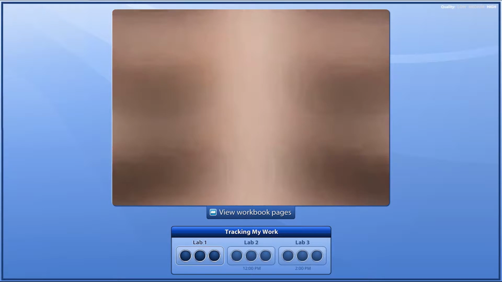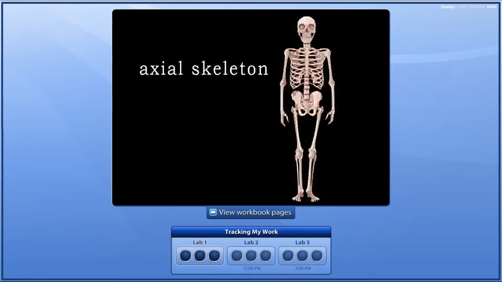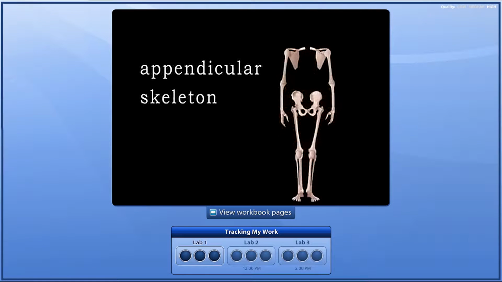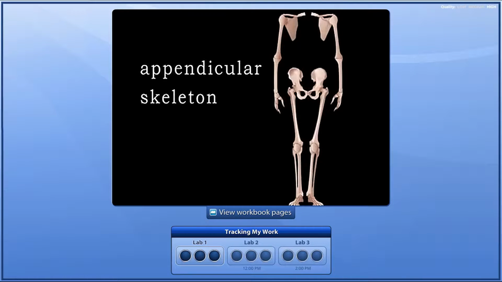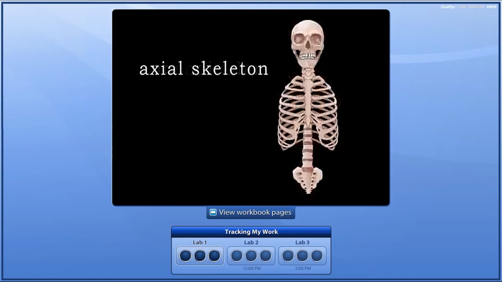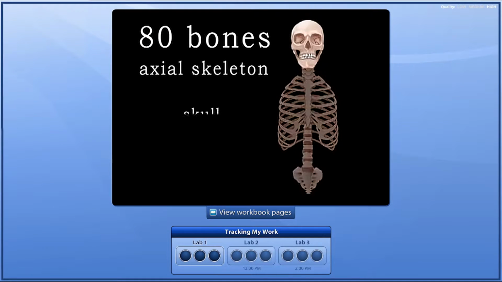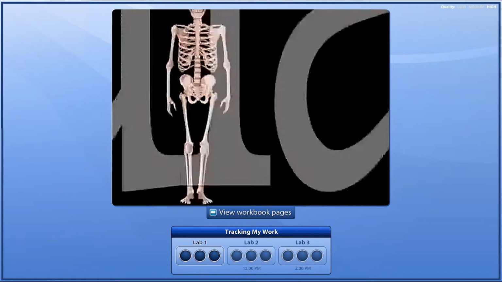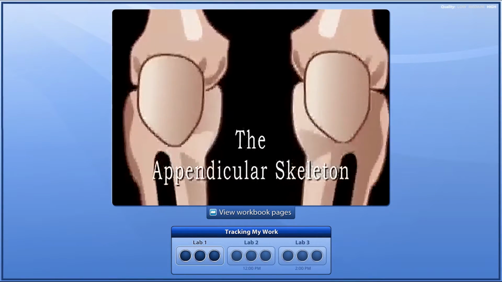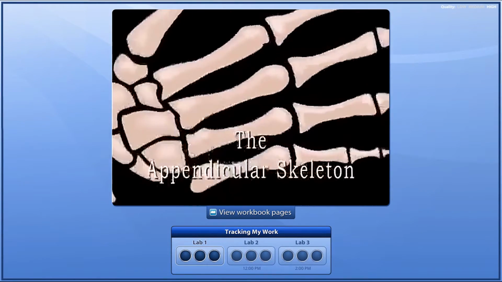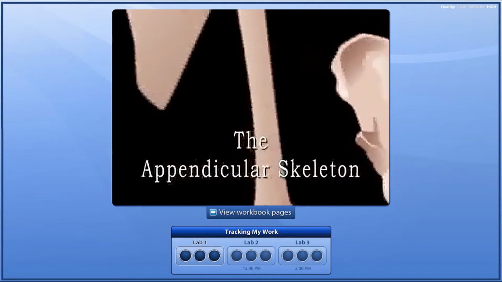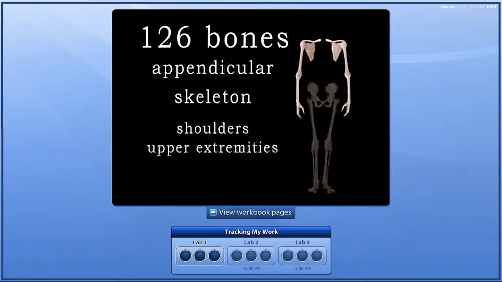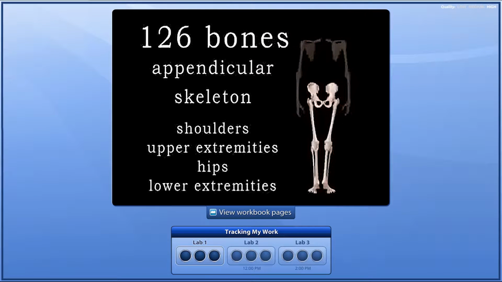The skeletal system is divided into 2 divisions. The axial skeleton, which consists of bones that form the longitudinal axis of the body, and the appendicular skeleton, which consists of bones that are appended to the axial skeleton. The axial skeleton includes 80 bones comprising the skull, vertebral column, and thorax. The appendicular skeleton consists of the bones of the shoulders, upper extremities, hips, and lower extremities.